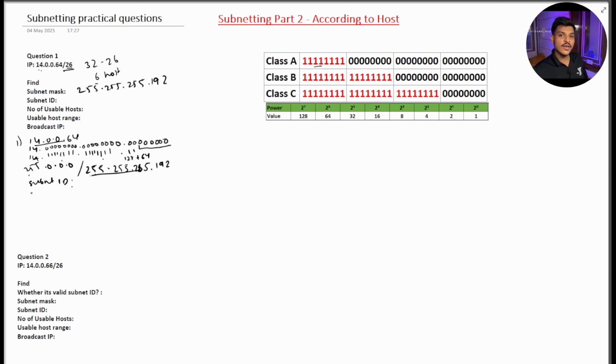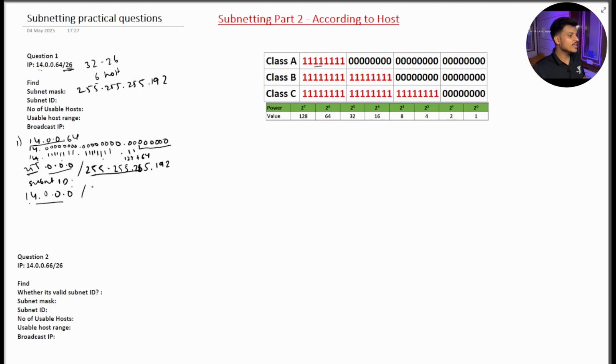So suppose what could have been our network ID if we had not done subnetting? It would be simpler: 14, because anything we AND with 255 results in that value only, which is 14, and by default the other 3 octets were 0, and anything ANDed with 0 results in 0 only. So if subnetting was not done, meaning with /8 only, the subnet ID could be something like this, but here subnetting has been done, it is /26.